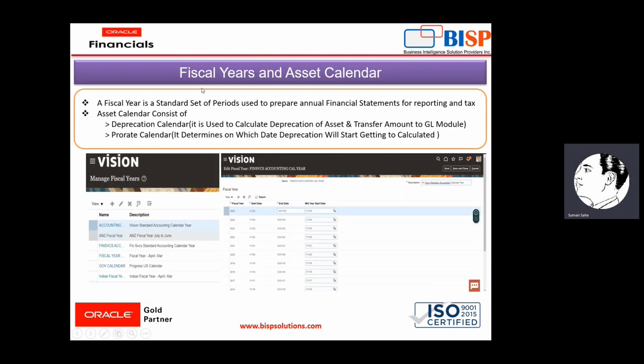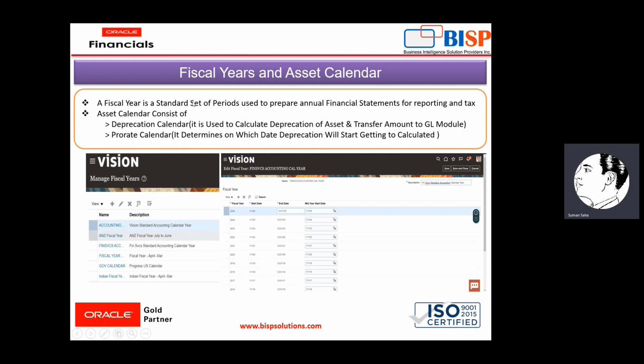We have discussed the fiscal year and asset calendar. A fiscal year is a standard period used to prepare annual financial reports and tax books, basically a corporate book or tax book. And the asset calendar is matched with the fiscal year, and the depreciation calendar is created.